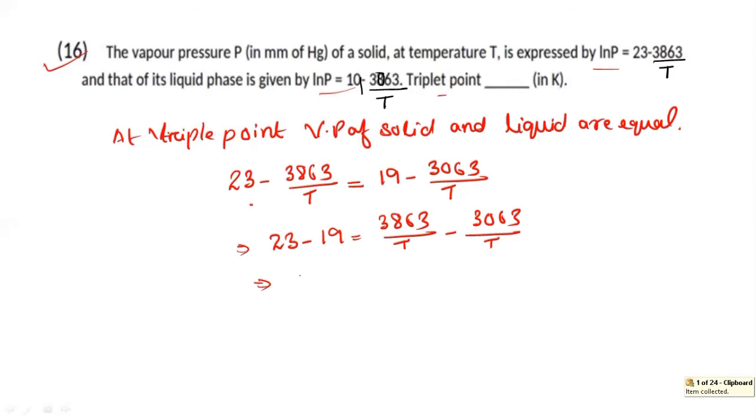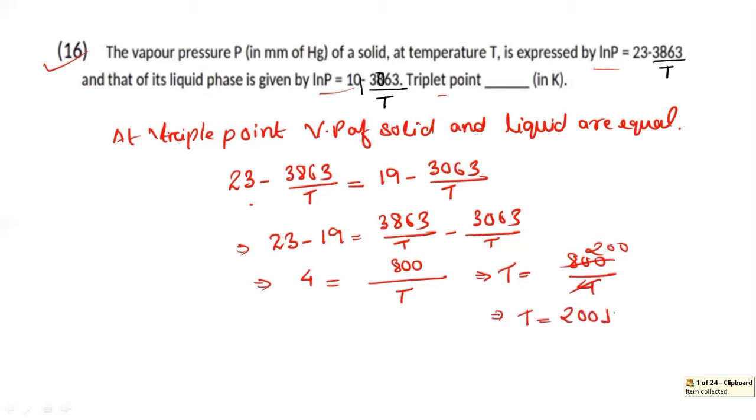So 23 minus 19 will be how much? 4. Taking T to be the LCM, 3863 minus 3063 will give you 800. So finally you will have T equals 800 divided by 4. So it will cancel 200 times. So the triple point is 200 Kelvin. Okay, so this is the answer.